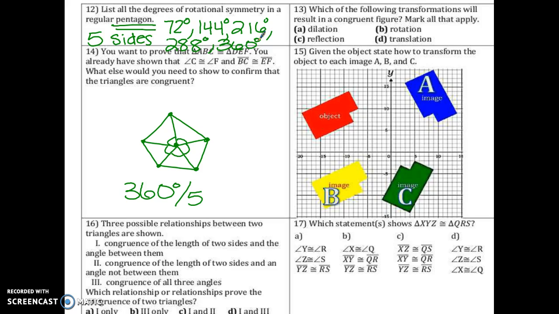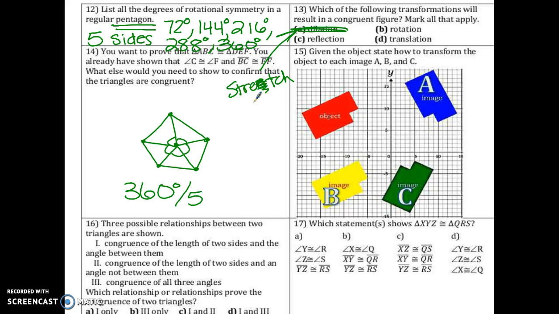Which of the following transformations will result in a congruent figure? Congruent is same size, same shape. Mark all that apply. A dilation is going to make your shape bigger or smaller. A dilation is a stretch. So it is not a dilation.